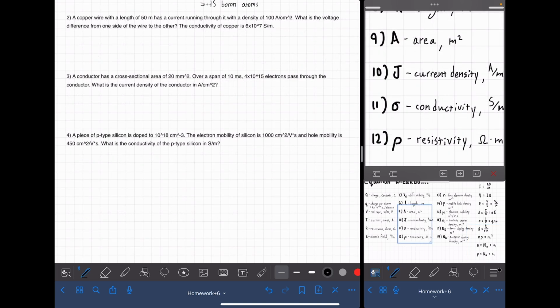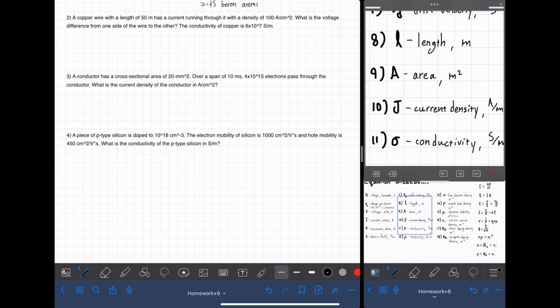So in this next question, we have a copper wire with a length of 50 meters. So let's go ahead and write length equals 50 meters.